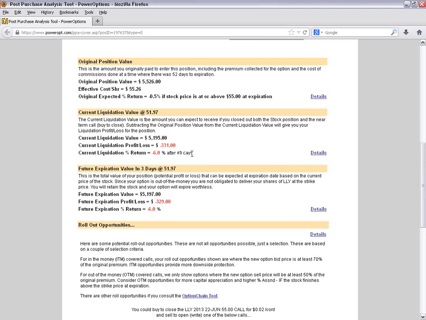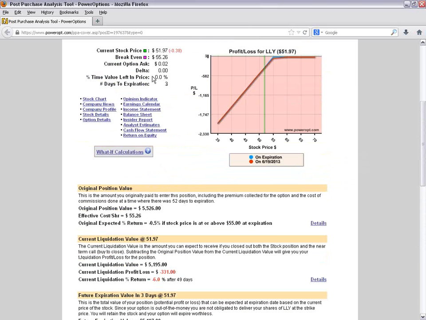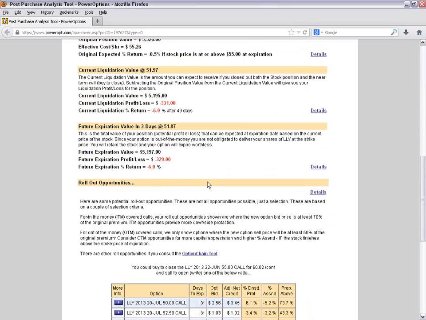It's a better position to be trading as a collar over time, or especially as a married put. And the future expiration value in the next 3 days is not much different because we essentially have no time value left. There's only an ask of 2 cents, so we've essentially evaporated the entire premium of this out-of-the-money call.